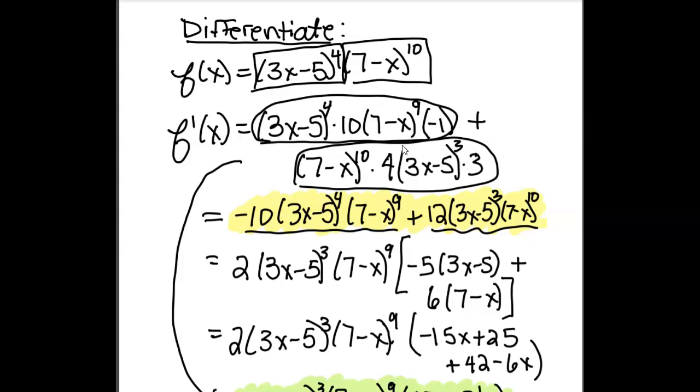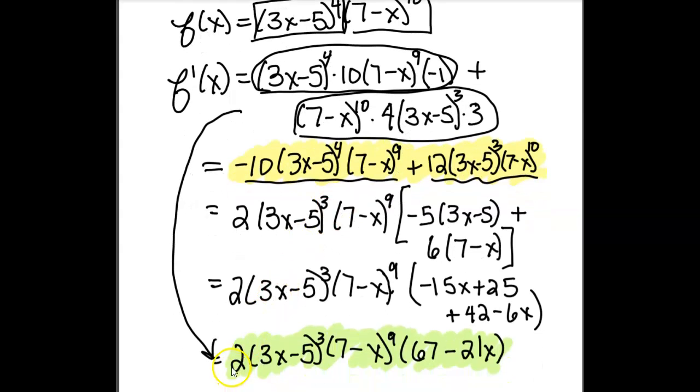Then they just say that if you clean that up, you get to the answer, which is down here. But to get there, here are the steps. First I would suggest simplifying each term. So all this stuff in this first group, let's clean that up. 10 times -1 is -10. We have 3x minus 5 to the 4th, and then we have 7 minus x to the 9th.